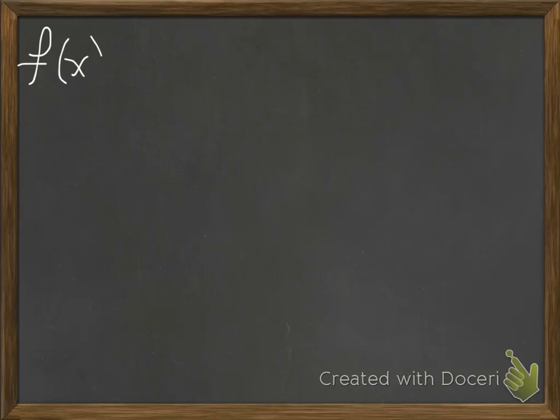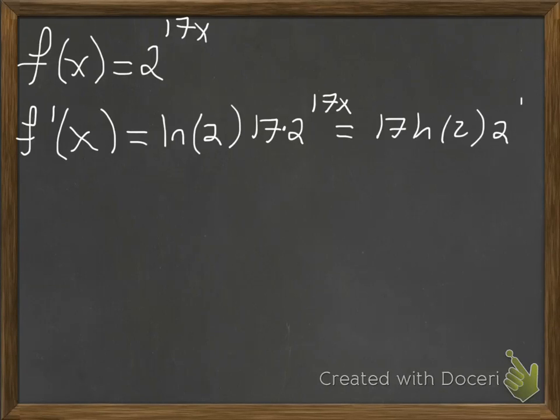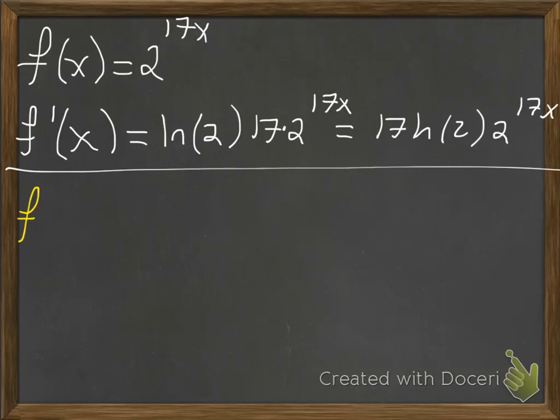So let's say we have f of x is equal to 2 to the 17x. So we take the derivative. It's going to be ln of the base times the derivative of the exponent, which is 17, times the exponential 2 to the 17x. We're just rewriting: 17 ln of 2 times 2 to the 17x power. So just take a little practice and get the hang of this.